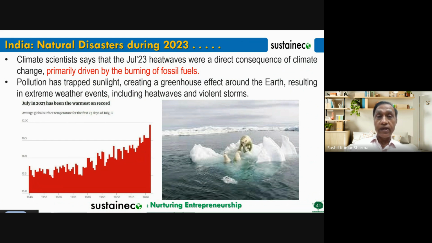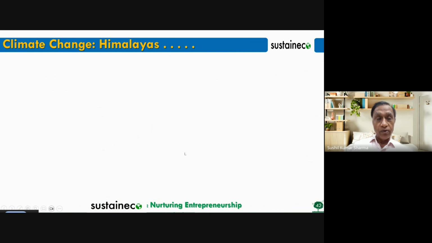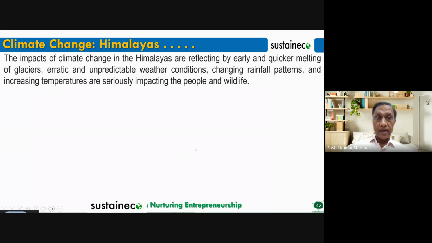As a result, July 2023 became the hottest month, and particularly the heat wave resulted in impacts on the north pole and south pole of our mother earth. We know that north pole and south pole are covered with ice sheets, but they are seriously getting impacted. Climate change is not sparing our Himalayas. Himalaya is known as the third pole, since next to north pole and south pole most of the ice is on Himalayan peaks. The impact of climate change in the Himalayas is reflected by early and quicker melting of glaciers, erratic and unpredictable weather conditions, changing rainfall patterns, and increasing temperatures, which are seriously impacting the people and wildlife.